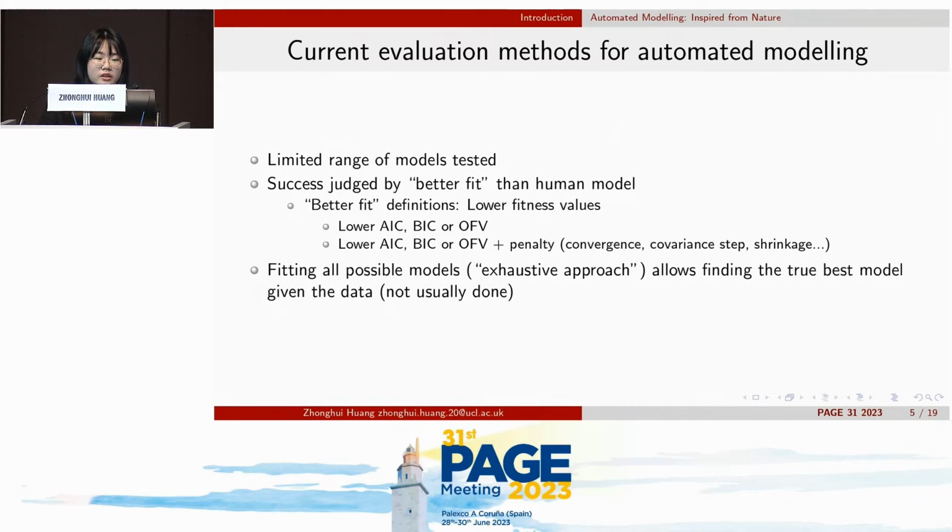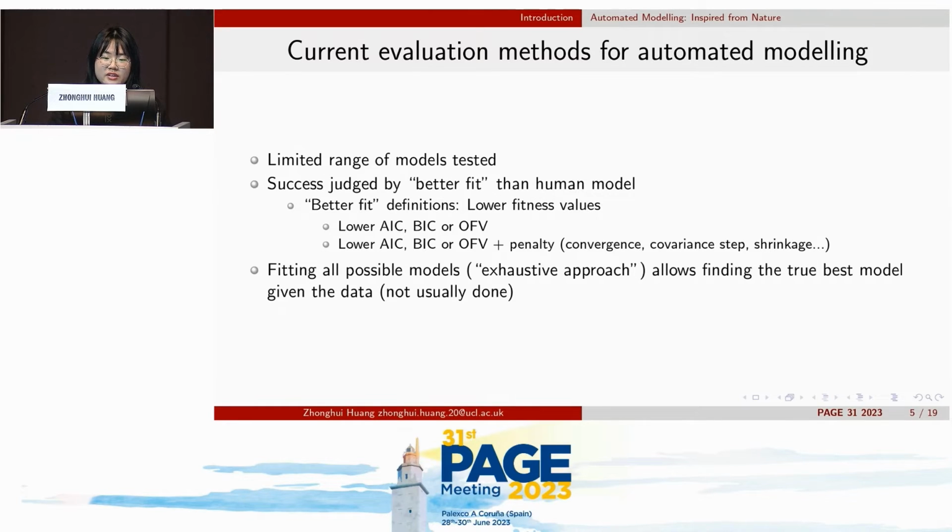Currently, to our knowledge, only a limited range of models are tested for designed algorithms. It is really common to compare the designed algorithm with human modeling just by better fit. Sometimes it could be lower AIC, BIC, or V, sometimes an information criterion with penalty rules on parameters. But it is not usually done to fit all possible models, in other words an exhaustive approach, to find the true best model in the search space given the data.